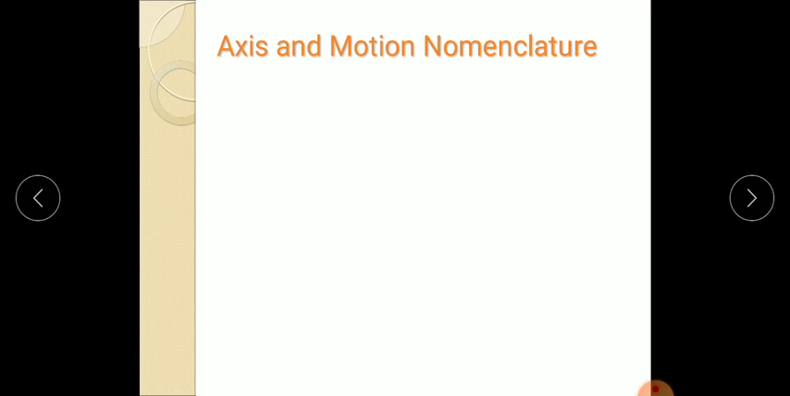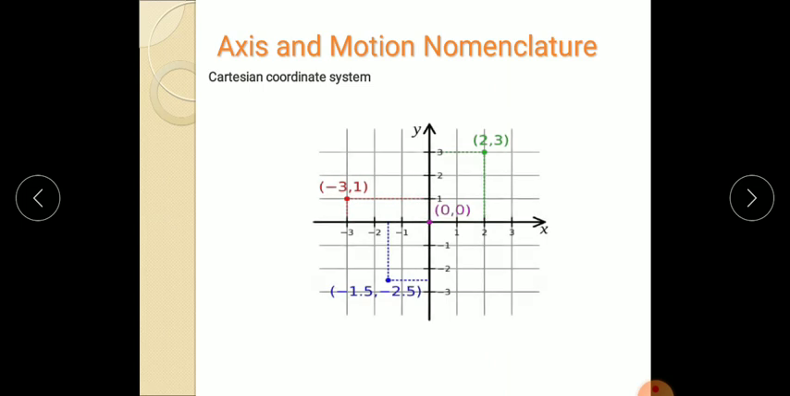Next one, axis and motion nomenclature. First one is the Cartesian coordinate system. This is a Cartesian coordinate system diagram, which represents the x-axis and the y-axis. Now what is this Cartesian coordinate system? It specifies each point uniquely in a plane by a pair of numerical coordinates, where exactly the distance is identified. So this is nothing but the pair of dimensions.